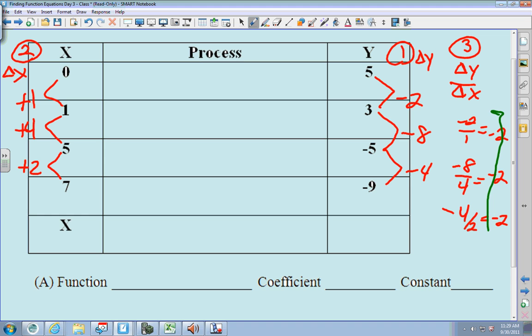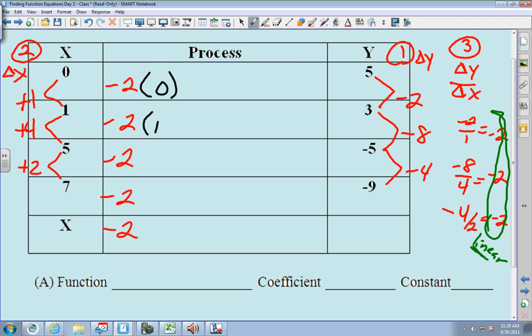Remember, if all of these are the same, good, it means it is linear. What does linear mean? It means if I graph them, it would make a straight line. So negative 2 goes all the way down here. It is my coefficient. Next to it, I put my x's. 0, 1, 5, 7, and x. Now I need to find my constant. Remember, multiply these two together. I get 0. What do I have to do to 0 to get to 5? Add 5.